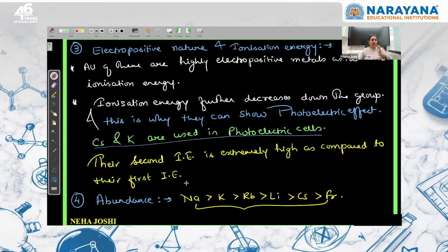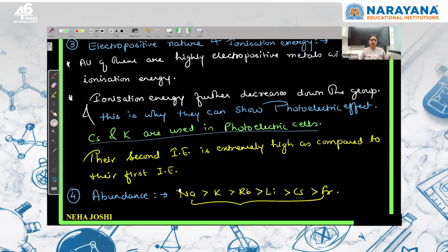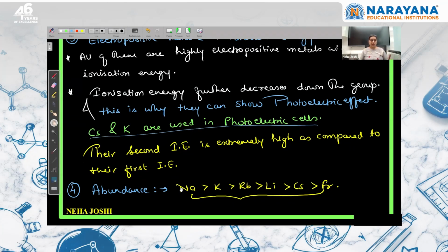I will go to the table of their physical and other properties. There, I want you to have a little information. Abundance, if we see in nature, sodium out of these is most abundant, then potassium. Sodium and potassium are extremely important for the biological functioning of living systems. Whereas for rubidium, lithium, cesium, and francium, availability goes on decreasing. Francium is very, very less available.